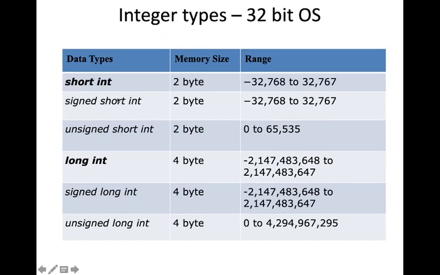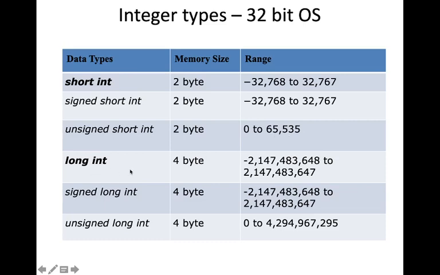Then in integer itself we can specify short int. It takes 2 bytes and the range is the same. And signed short int is there. It also allocates 2 bytes and the range will be like this. Then there will be unsigned short int. It is 2 bytes and the range is specified like this, 0 to 65,535.